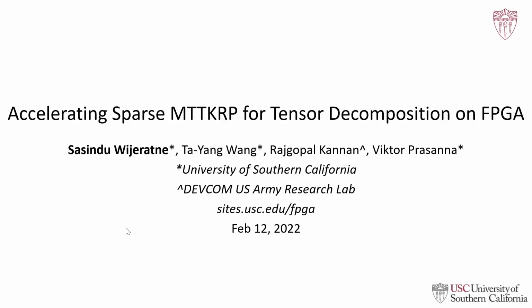During the keynote presentation, Professor Saman Amarasinghe mentioned that tensor operations can be optimized and the total computation time can be heavily reduced by introducing novel custom hardware. Following the same idea, in this work, we are accelerating sparse MTTKRP for tensor decomposition on FPGA. This work is a collaboration between the FPGA Parallel Computing Lab of University of Southern California and DEVCOM, US Army Research Lab.